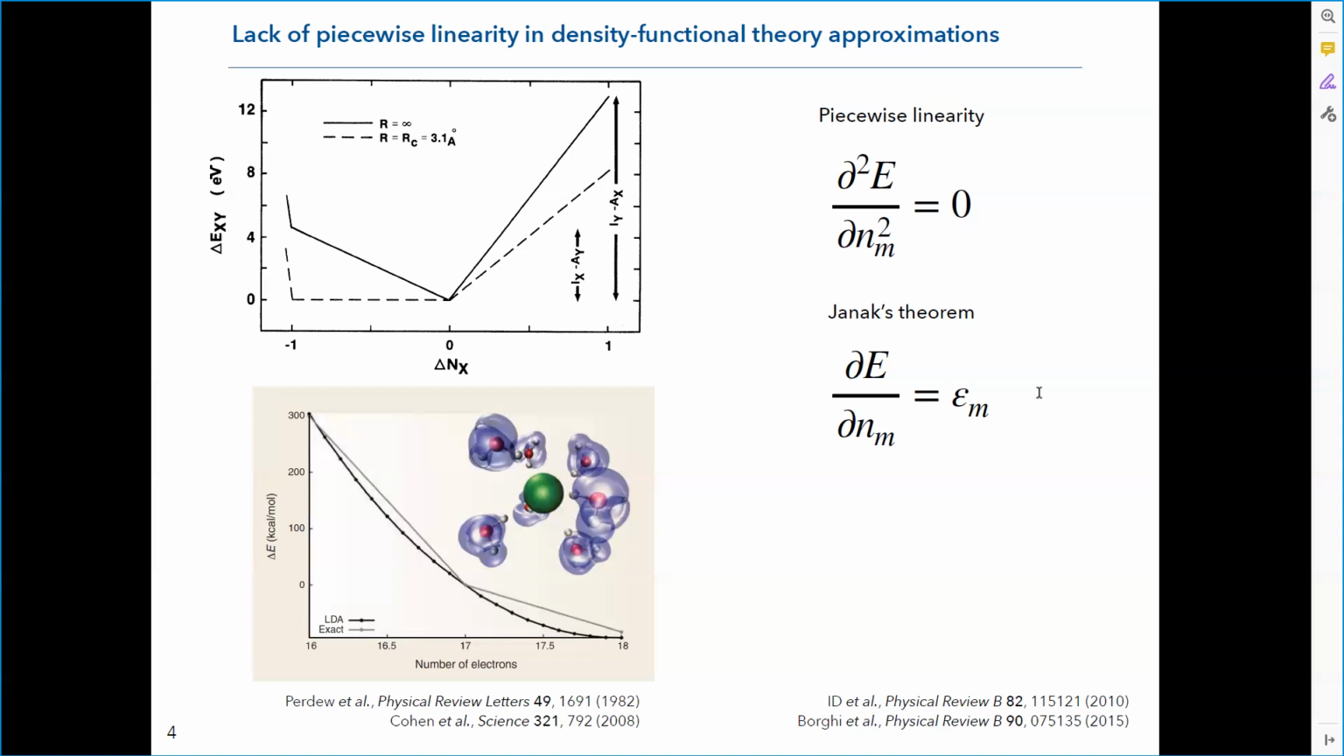So I'm writing here the fact that the energy should be piecewise linear. So essentially, whenever you have a fractional electron number and you increase the occupation of the frontier orbital, the second derivative of the energy with respect to the occupation of that frontier orbital, essentially the HOMO, has to be equal to zero. Then what you can do is write Janak's theorem that tells you that the energy of an orbital, epsilon n, is nothing else than the derivative of the total energy as a function of the occupation of the orbital. So essentially, the energy of the orbital is the chemical potential of an electron in that orbital.